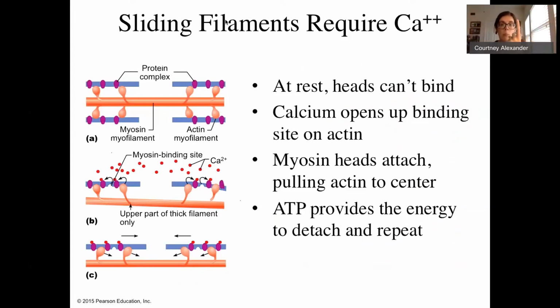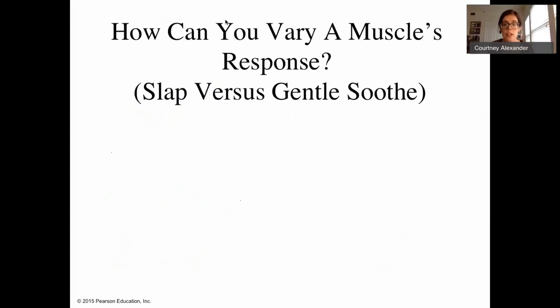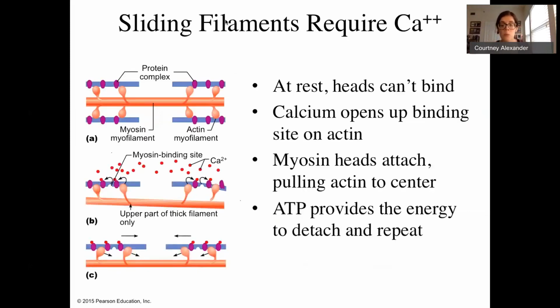Calcium is going to release the block on our actin, and the ATP is going to provide the energy for the myosin heads to eventually let go of the actin so they can grab it again and pull it a little closer. Okay, let's summarize what's happening.